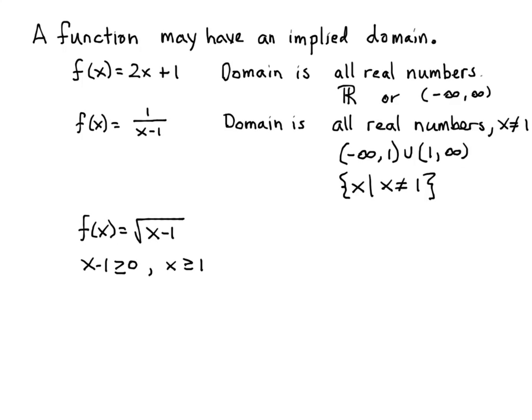Because any value that's greater than or equal to 1 works. If I put in 1/2, that's not going to work because 1/2 minus 1 is negative 1/2. 0 doesn't work because 0 minus 1 is negative 1. But any number that's 1 or more works. And so we say our domain is starting at 1, including 1, all the way up to infinity.